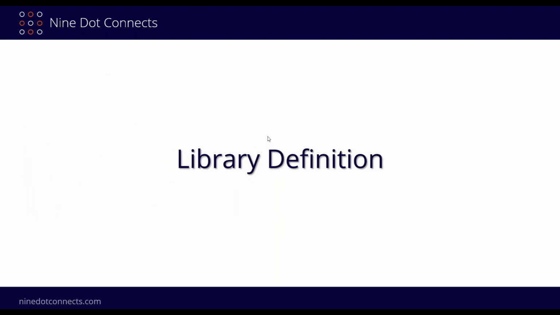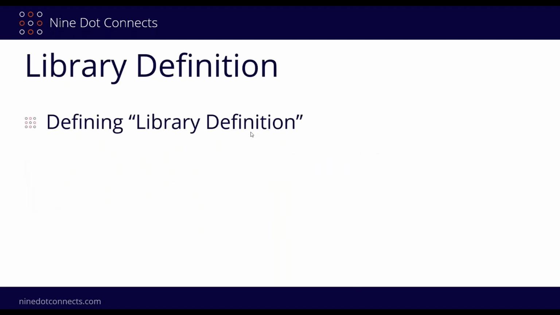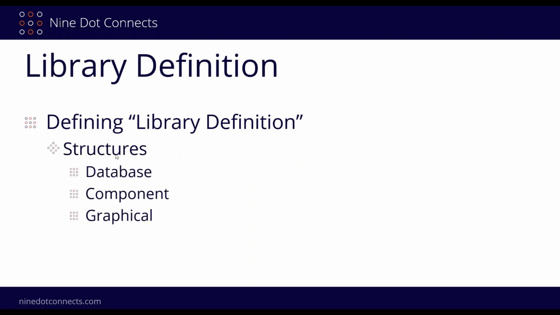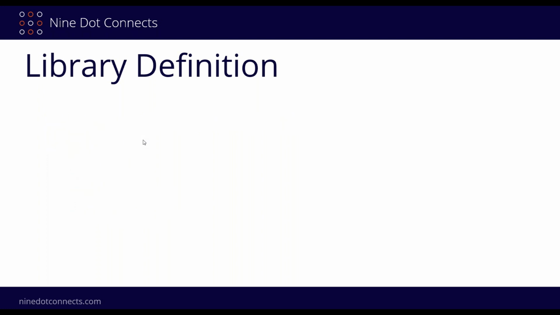Let's jump on into library definition. So library definition, what do we mean by that? Well, it's really the structures. The database structure: what container are you going to use to hold your parts in? Your components: how are you going to formulate your components? What do you expect in terms of categories for your components, and the parameters for each one of those categories? Also graphical, symbols and footprints. So that's what we're going to explore here in this definition topic.